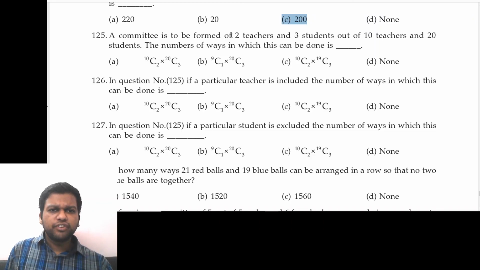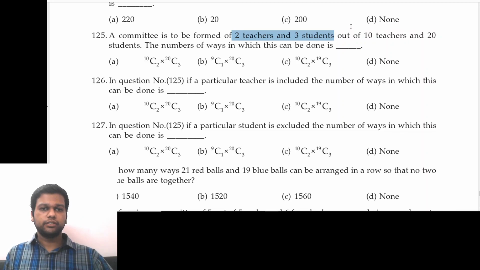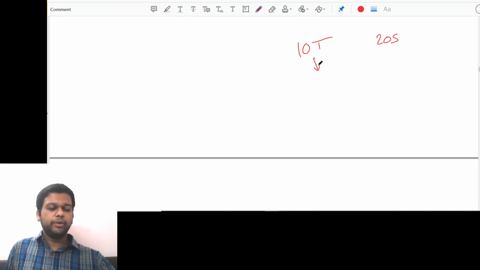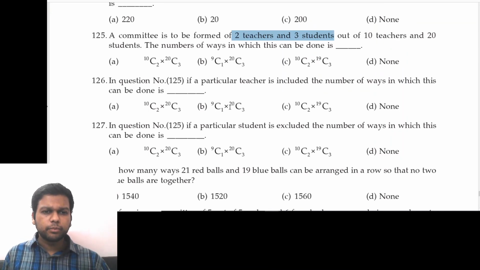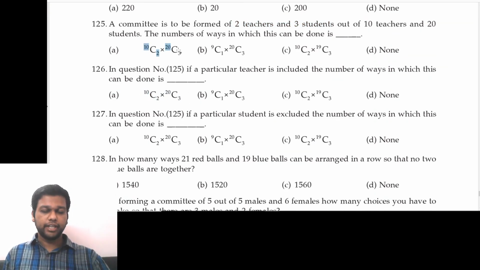A committee is to be formed of 2 teachers and 3 students out of 10 teachers and 20 students. Okay. 10 teachers, 20 students. We have to form a committee of 2 teachers, that is 10C2, and 3 students, that is 20C3. So this is in the options. Which option? Option A. Sorry, 125, option A.